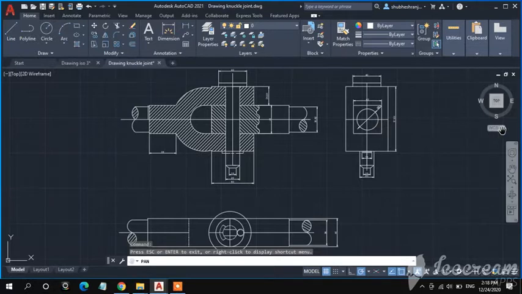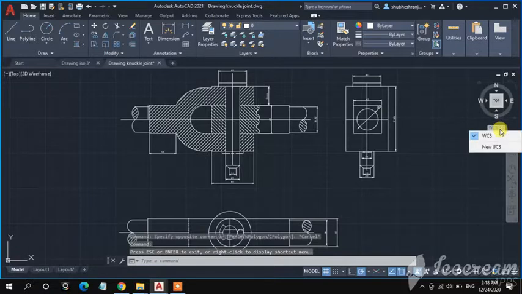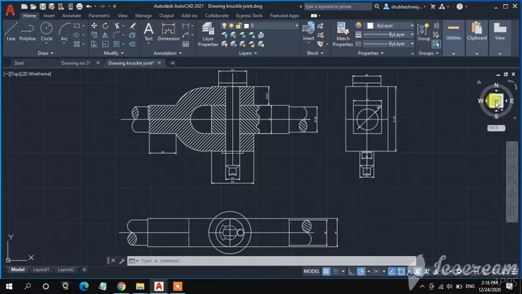First of all, select the coordinate system. In AutoCAD there are two types of coordinate system. You have to choose the coordinate option WCS or UCS. WCS means the world coordinate system, and UCS means the user coordinate system. We have to choose the world coordinate system. Then this is the top view.